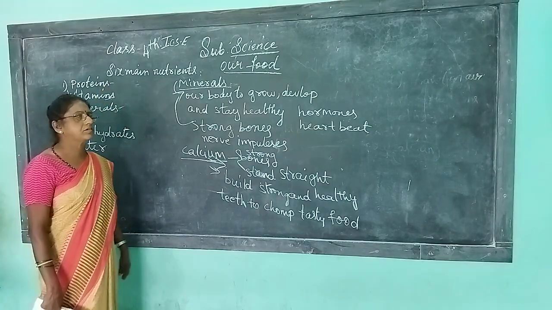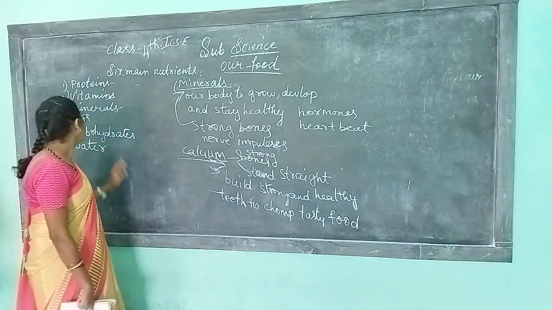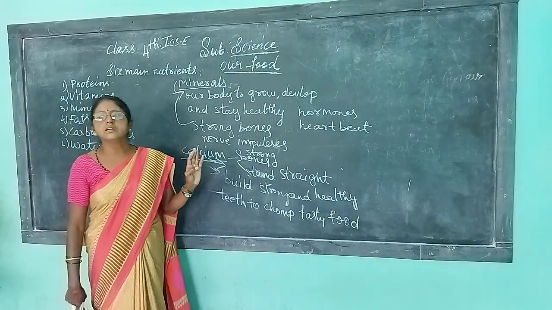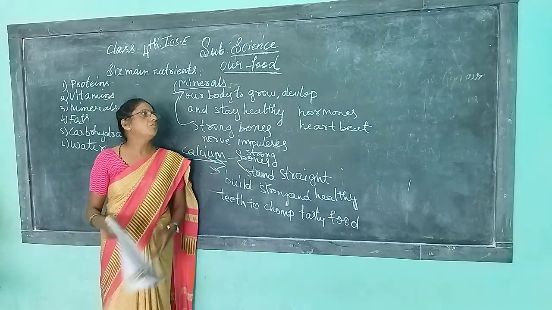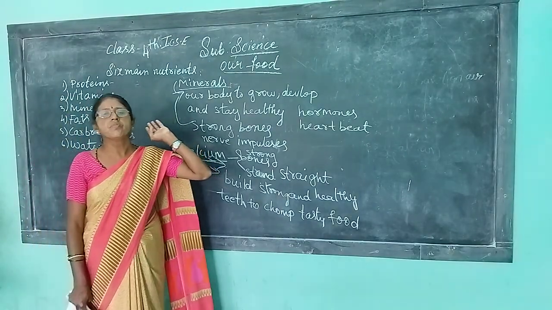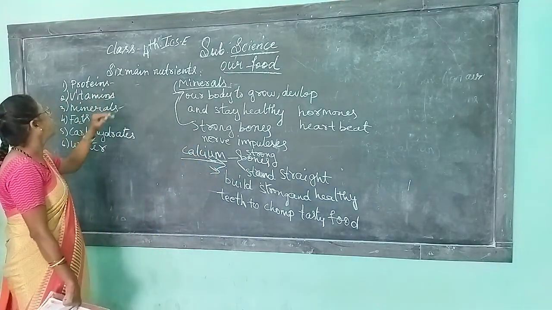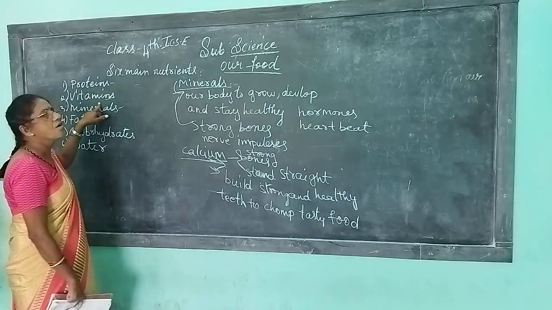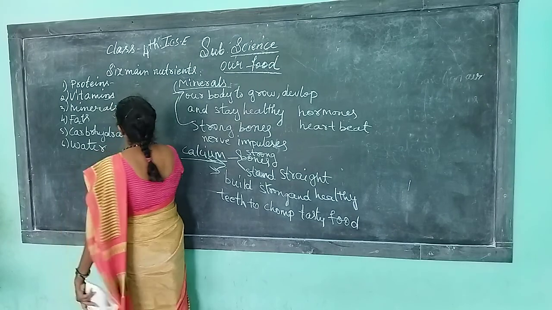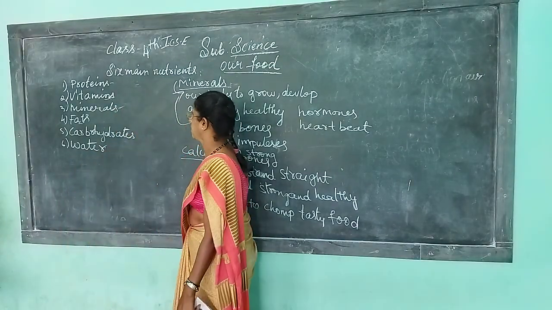That is calcium. Still lessons are there, so I will explain in the next class. So, what are the six main nutrients? Can you say that? The six main nutrients are proteins, vitamins, minerals, fats, carbohydrates, water.